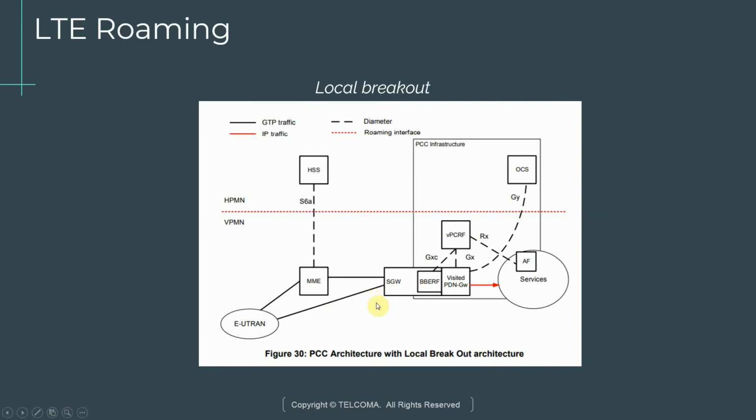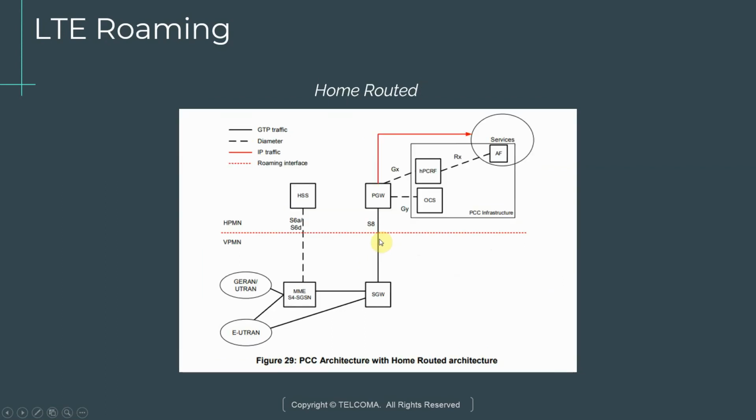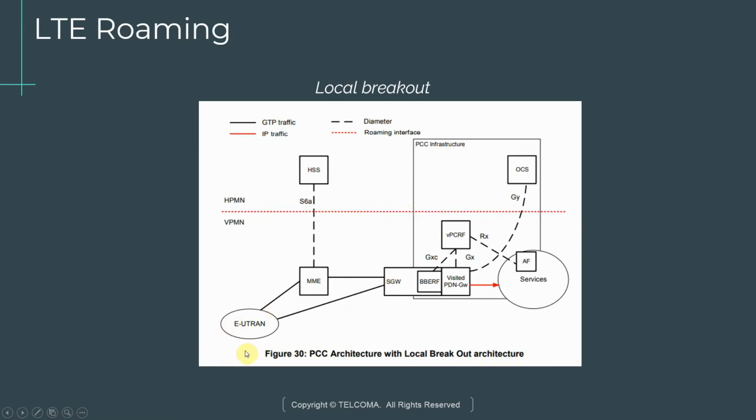So just to recap, the important difference here is in the home routed, you are sending all traffic back to the home network of the subscriber, whereas in a local breakout, you are taking care of all that traffic locally. And that's why it's called local breakout, because you are handling the traffic locally. Now, there are pros and cons of each of these architectures, and what you choose really depends on what the use case is. And there are operators around the world that have a mix of these deployments.